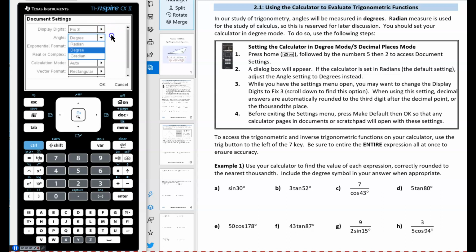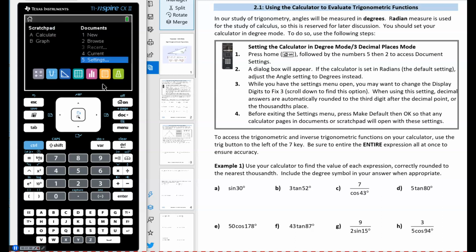Then, in order to make sure that your calculator is rounding the way that we want it to, where it says display digits up at the top, you want to pick that one and pull that menu down and set it on fix 3. Do not set it on float 3, set it on fix 3. That's going to round all of your answers so that they have 3 places after the decimal point in the answer. That's going to save you a lot of trouble on rounding. So choose fix 3. Once you have fix 3 and degrees up at the top in document settings, you can press OK. If your calculator has a button that says make default, on some of the older operating systems it may say that, then press make default.